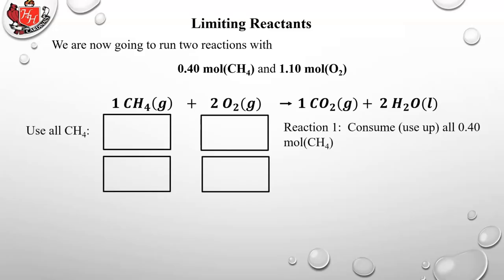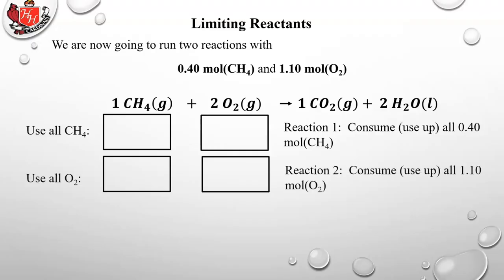Reaction 1 consumes all of the 0.4 moles of CH4. Okay, reaction 2, all of the moles of O2. So in the first box, below CH4, and in the row that says all CH4, we're going to place the number of moles, not grams, number of moles of CH4. And we see up above it's 0.4.